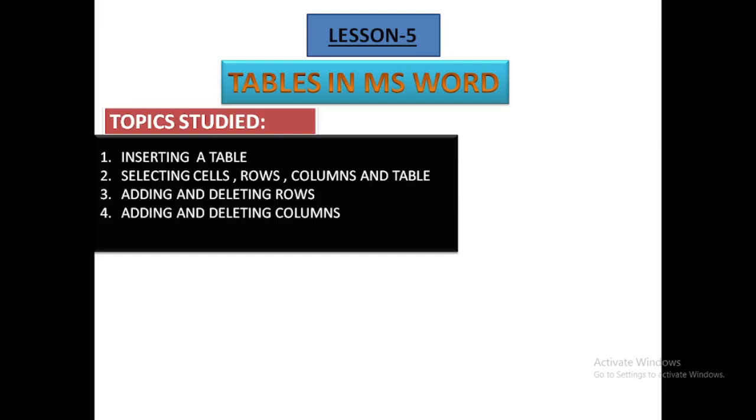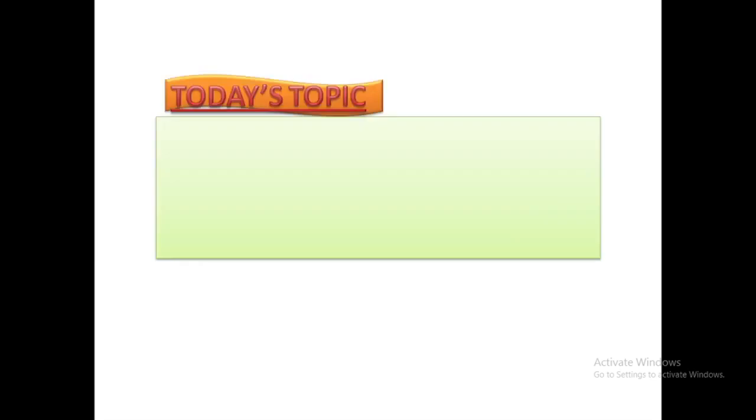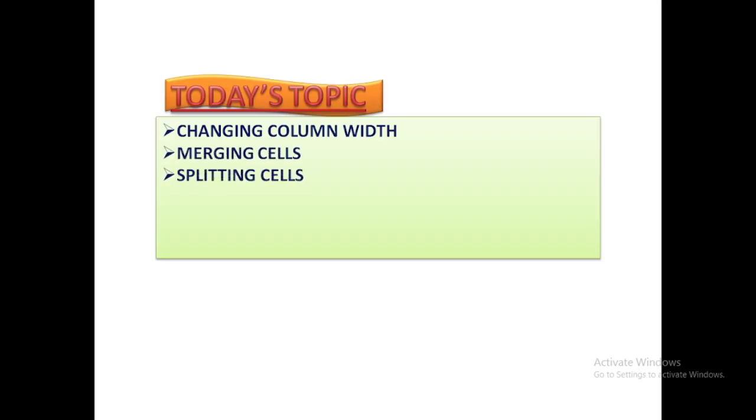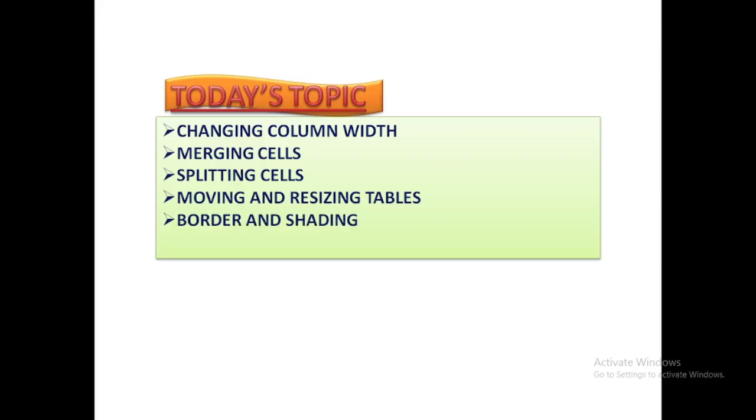Now let us move ahead and see the topics that we have to study today. Children, today we will be studying about changing column width, merging the cells, splitting cells, moving and resizing tables, border and shading, table styles. So children, these are the topics we have to study today. So let us start with the very first topic from the lesson, that is changing column width.